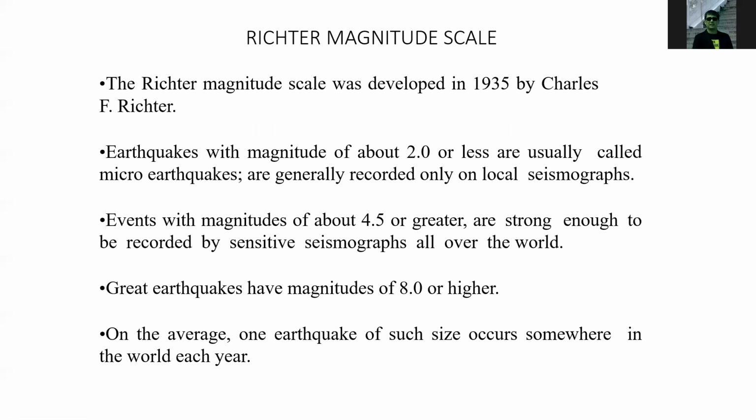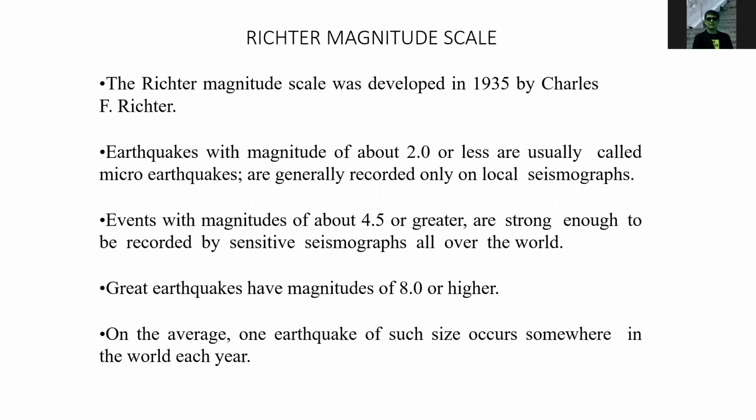So, the Richter magnitude scale was developed in 1935 by Charles F. Richter. Earthquakes with a magnitude of about 2.0 or less are usually called microearthquakes, and are generally recorded only on local seismographs. So there are a lot of microearthquakes. If you are living near volcanoes like Taal, Mayon, Pinatubo, you are frequently experiencing microearthquakes, with a magnitude of about 2.0.